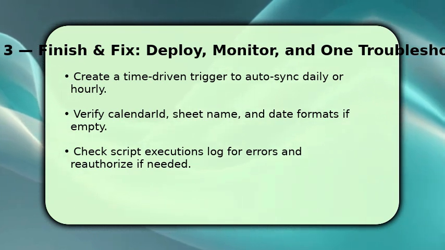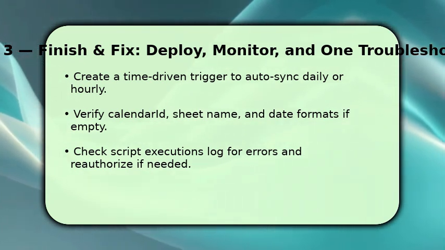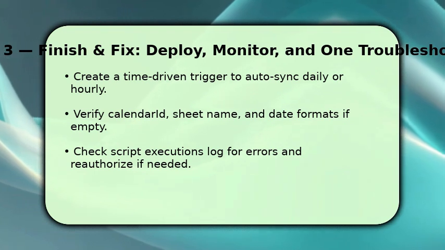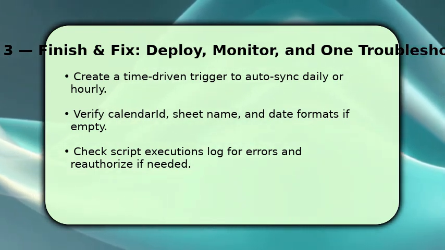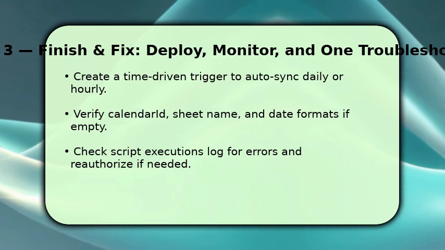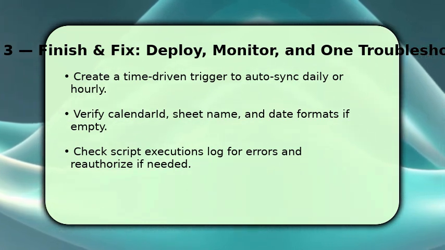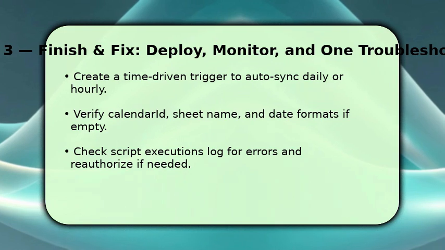If rows don't appear, make sure the calendar ID and sheet tab name match exactly, and confirm your date range isn't excluding events. One key troubleshooting tip: check the script execution log for permission errors and reauthorize the script. That fixes most silent failures.